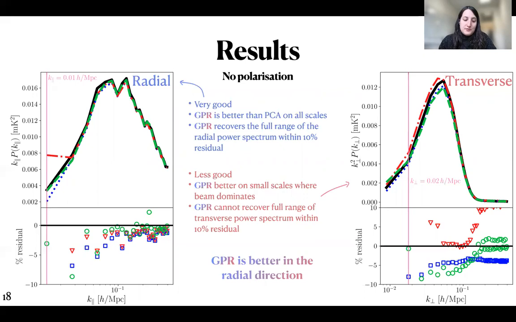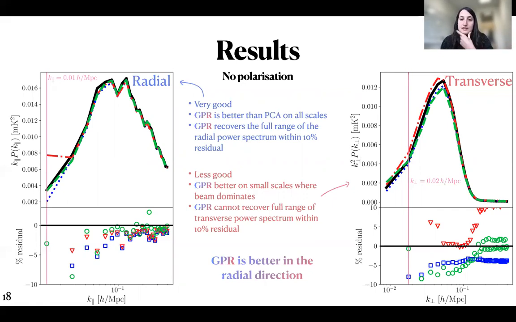But overall, GPR performs much better in the radial than transverse direction, which makes sense because we're mostly using frequency information. Our covariance function is a function of frequency, so is our mean function. So the GPR really takes into account a lot of line of sight information, more than it does transverse to the line of sight information.